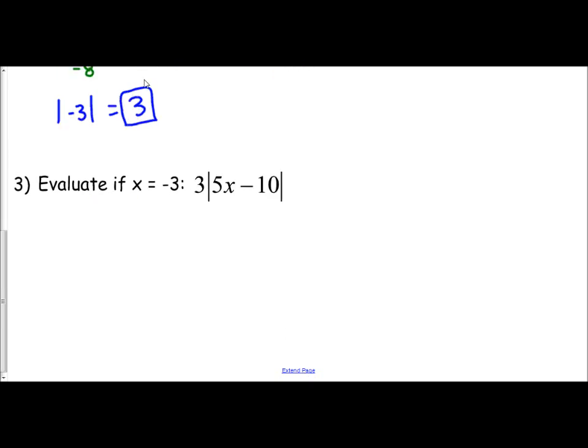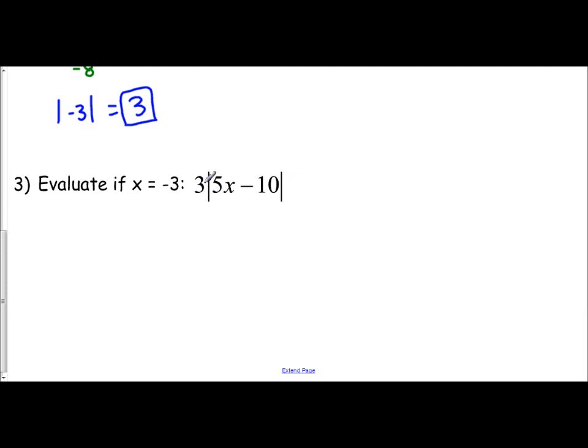And let's try this last one. Evaluate the following if x equals -3. This one's a very important one to know how to do, and this is why I addressed in the beginning the idea of order of operations. Some people want to distribute the 3 inside. Well, first off, this is not in parentheses, so we don't distribute.